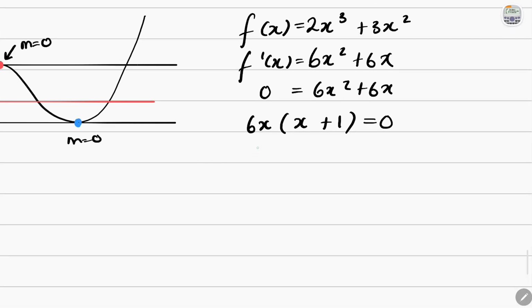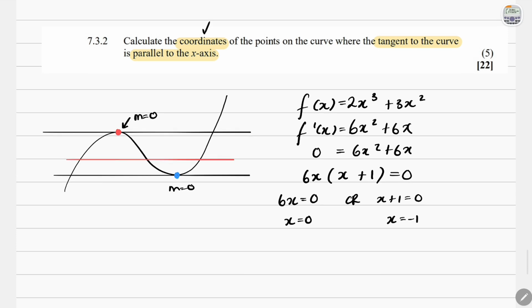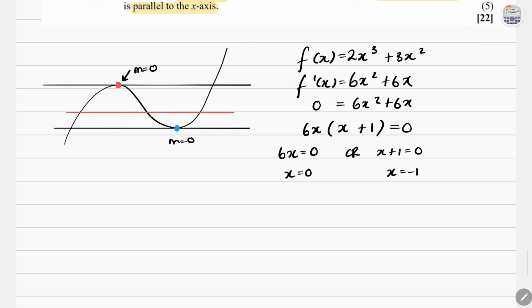Something multiplied by another thing gives you 0, so it's either the first factor is equal to 0 or the second is equal to 0. Therefore, x is either equal to 0 or x is equal to negative 1. So these are the x values of those turning points, the x values where the gradient of the tangent is equal to 0. But they want the full coordinates, so let's go ahead and find them.